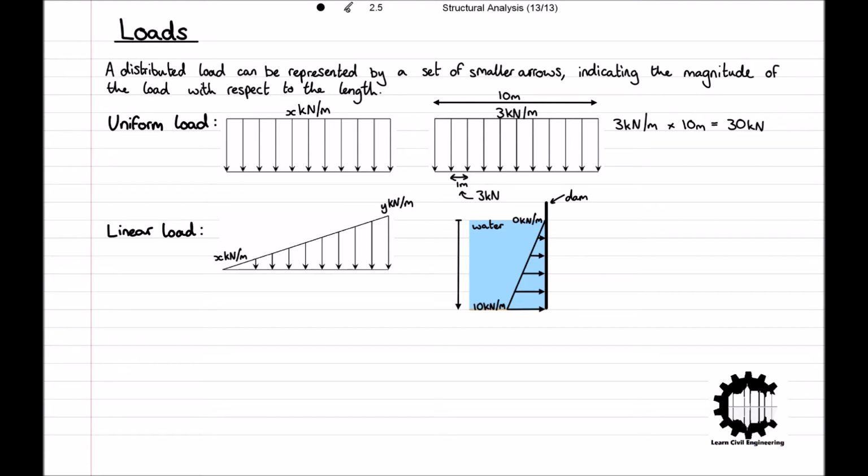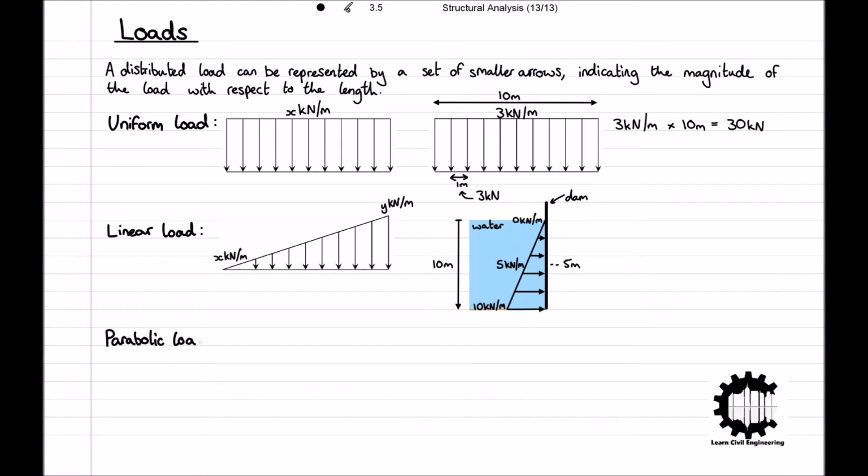Here, for example, the depth of the water is 10 meters, the load applied to the dam at the surface is 0 kilonewtons per meter, and the load applied to the dam at the base is 10 kilonewtons per meter. Therefore, we can see that the load increases by 1 kilonewton per meter for every meter deeper we go. And so, at a depth of 5 meters, we can say that the load is equal to 5 kilonewtons per meter. Note that these numbers used may not necessarily be realistic, however, they do get the point across easily.